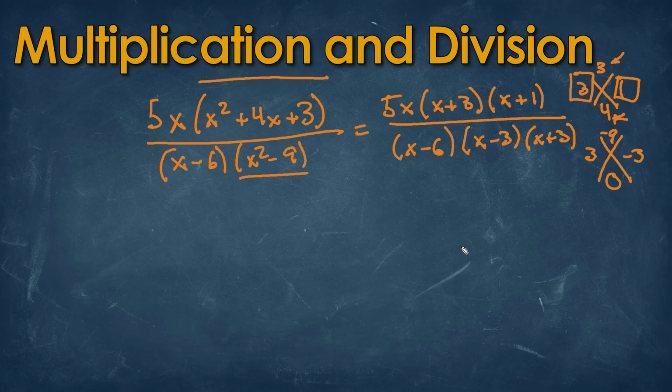Now we can simplify this information from here. We have an x plus 3 at top and at bottom, and those can be simplified out. So this would give us an answer of 5x times (x plus 1) at top over (x minus 6) times (x minus 3).